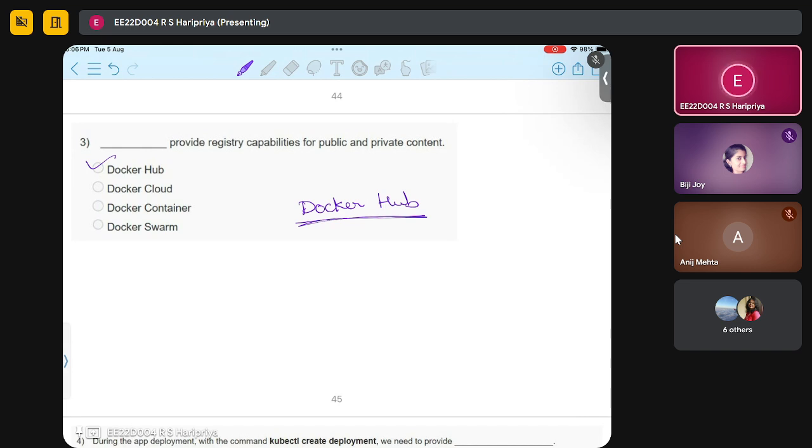Next, Docker container. This is not a service or a platform. It's actually a lightweight standalone executable package that includes application and dependencies. And containers are what is run and not where you store or manage the images. And Docker Swarm, we have already seen, is a container orchestration tool that is used to manage clusters of Docker engine and schedule containers. So it does not provide any registry capabilities. It's focused on running the containers.